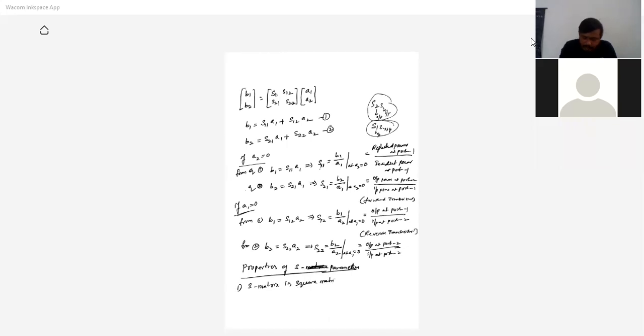It is an n by n matrix, where n is the number of ports of a particular component. So the S matrix is a square matrix, an n by n matrix, where n is the number of ports of a particular microwave component.